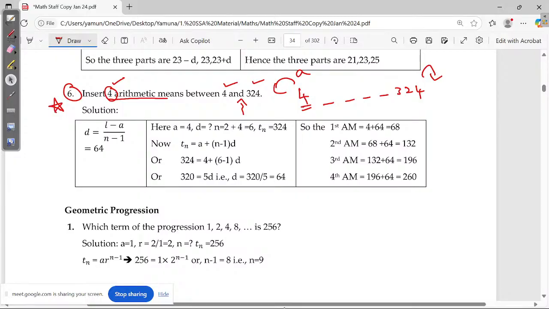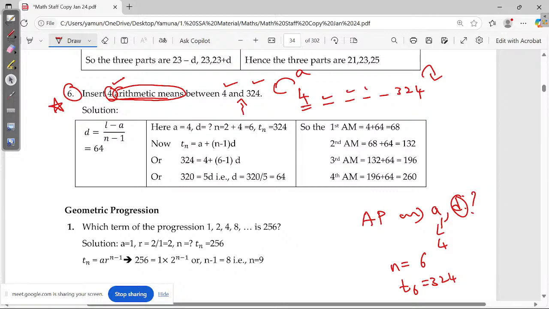Okay. And because they have used the term arithmetic mean, they are asking to form an arithmetic progression. If the question is to insert geometric means, it will be a geometric progression. To form an arithmetic progression, we need two things. What are those? A, and you know A here, 4. You don't know D. But obviously we know the other things. You know N. What is N? Number of terms present in the series. Yes, 6. What is Tn? That is T6, 320. Yes, obviously you can find the other 4.